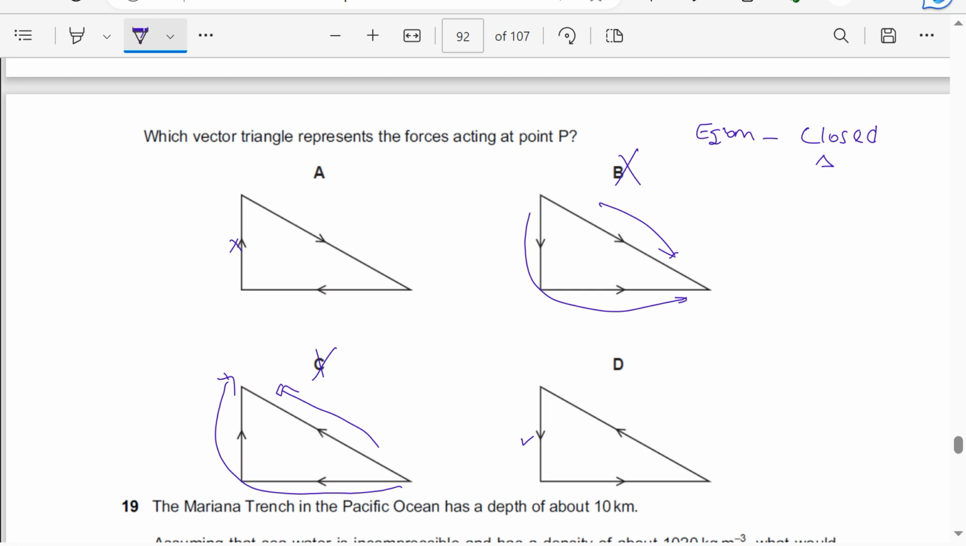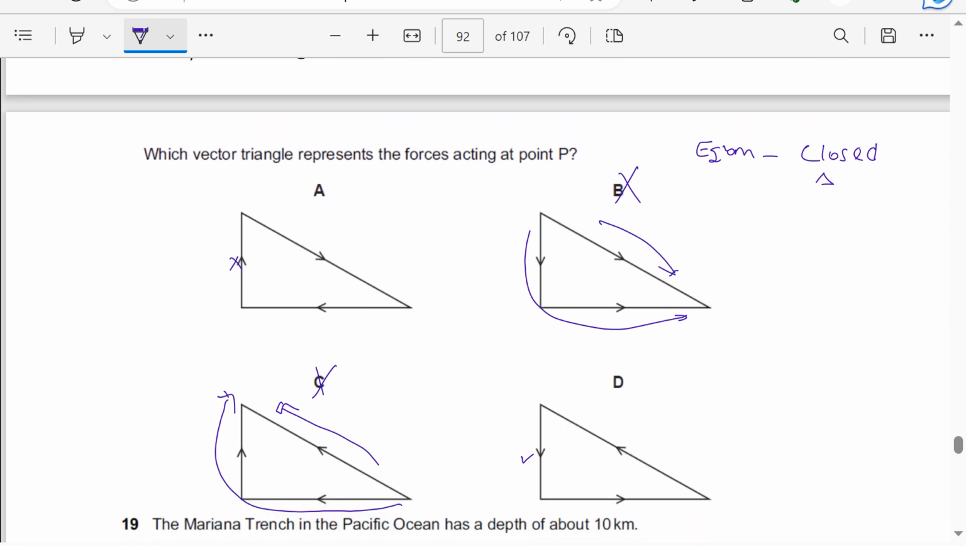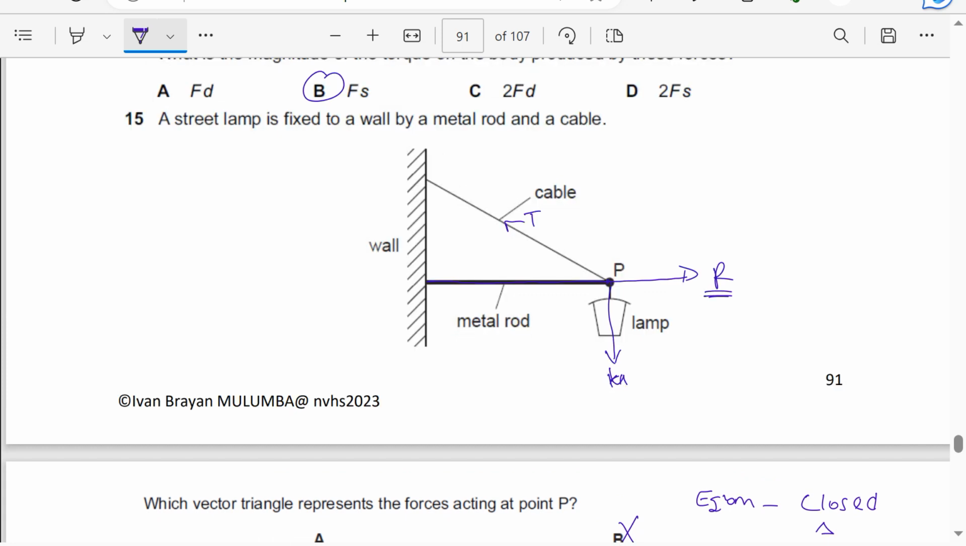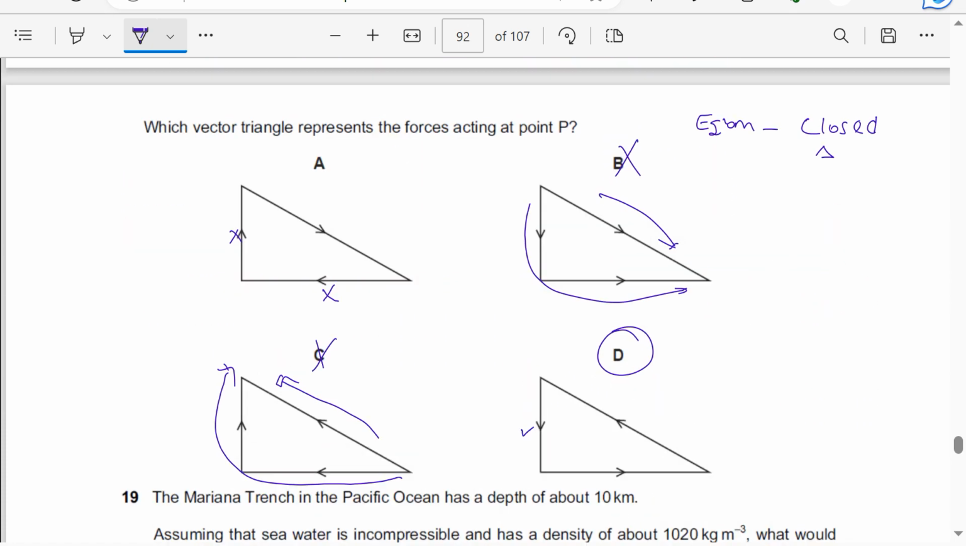Then the normal reaction should be to the right hand side. This is showing it to the left. And then the tension should be in this direction. So the answer is automatically going to be D. If you look at the diagram, the weight is vertically downwards. The reaction from the wall is to the right, and the tension points in that direction. So the answer is going to be D.